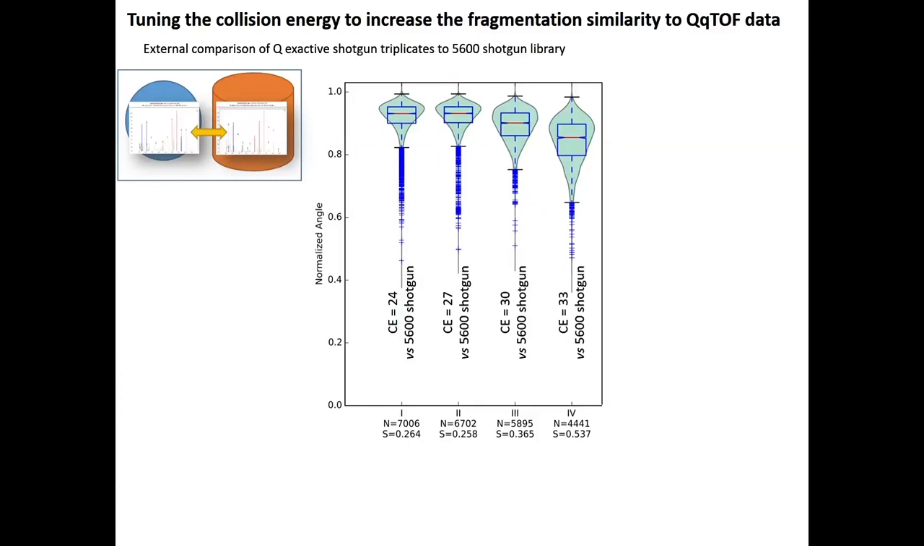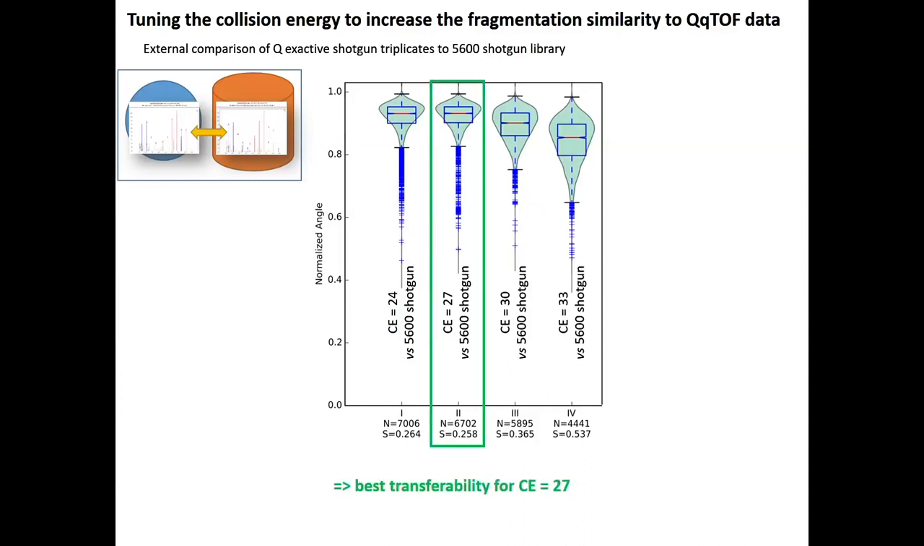As you can see here, the more fragmentation, the more collision energy you use, the worse your similarity to the library becomes. And actually, if you use a relatively improved collision energy here of 27, this is where you can get the best transferability of the fragmentation between the Pan-Human library of a 5600 and Q-Exactive data in that case, for example.